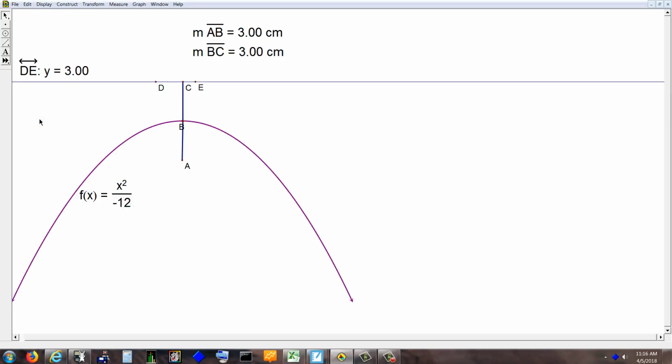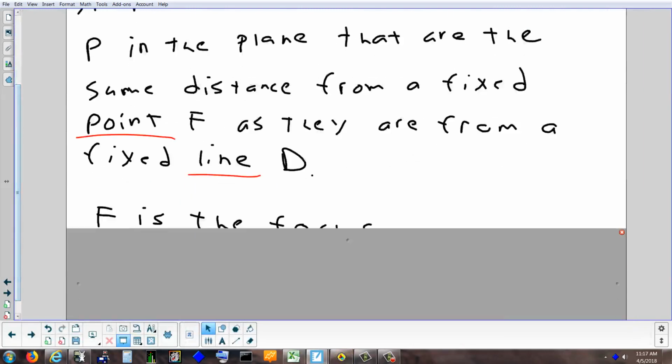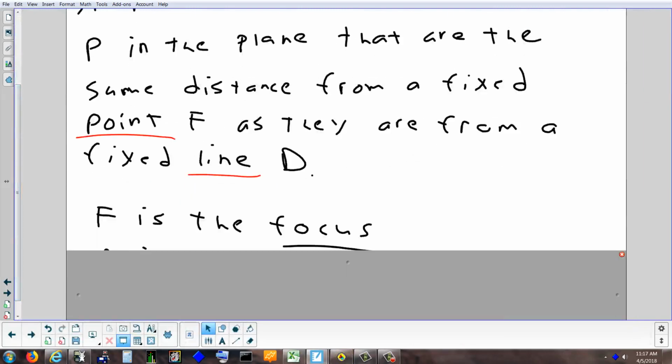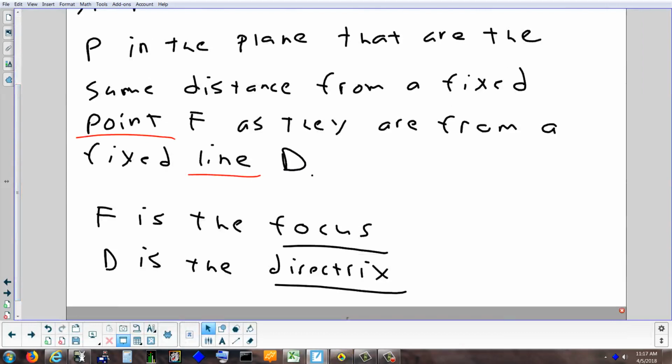All right. With each conic section, there's some kind of vocab that goes with it. The reason I called it point F is because it makes it a little easier to remember the name of that point. It's called the focus. Point D, or line D, is called your directrix.